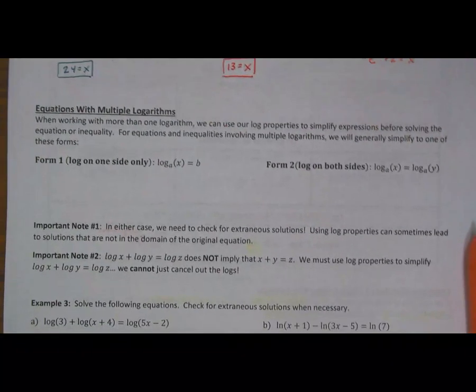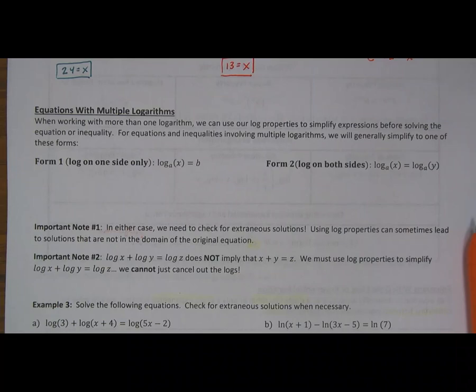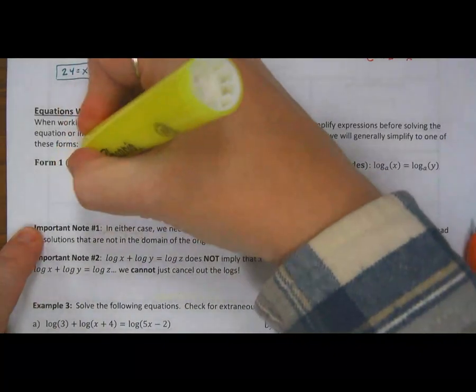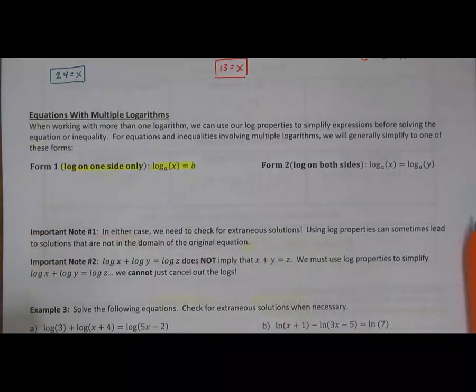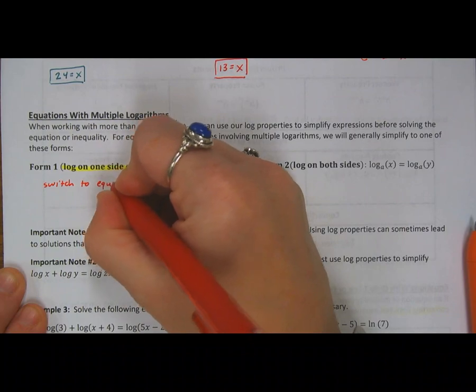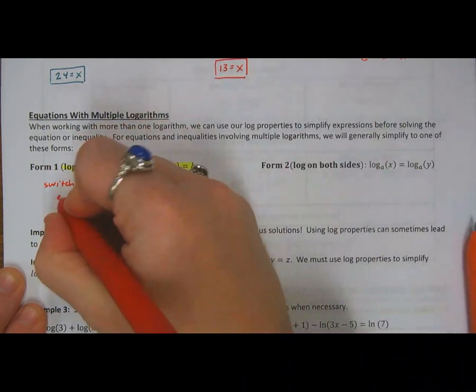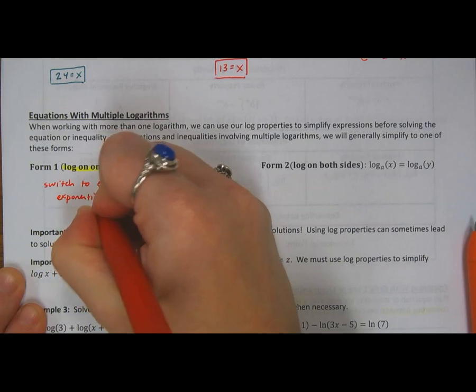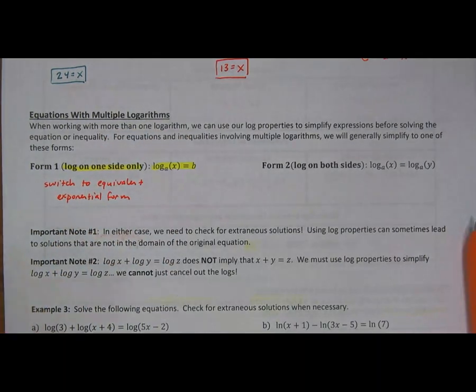Okay, let's talk about a different type of logarithmic equation, because those are pretty easy. If you have log on one side, these are the kind that we just worked, log on one side only, then you just switch to the equivalent form. Take a second to write that down. If you have a logarithm on one side in the equation setting, you're just going to switch to the equivalent exponential form. That's how we solved right up there, example 2, a, b, and c.